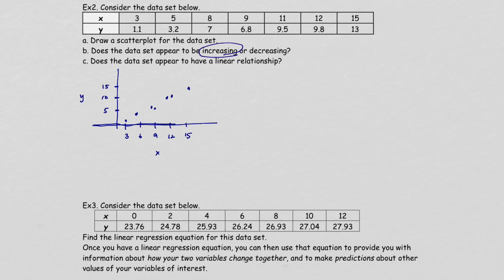And if you wanted to know if this is going to be a linear relationship, it means you're going to have a straight line. Again, it looks like you're going to have a straight line, right? So yes, you're going to have a linear relationship on this one.